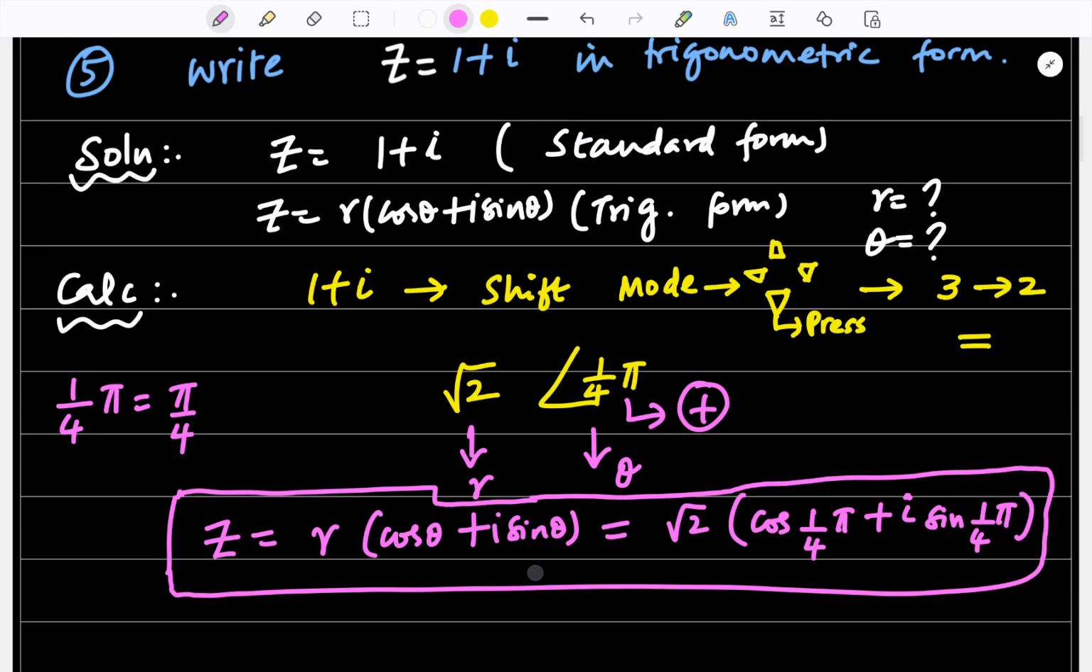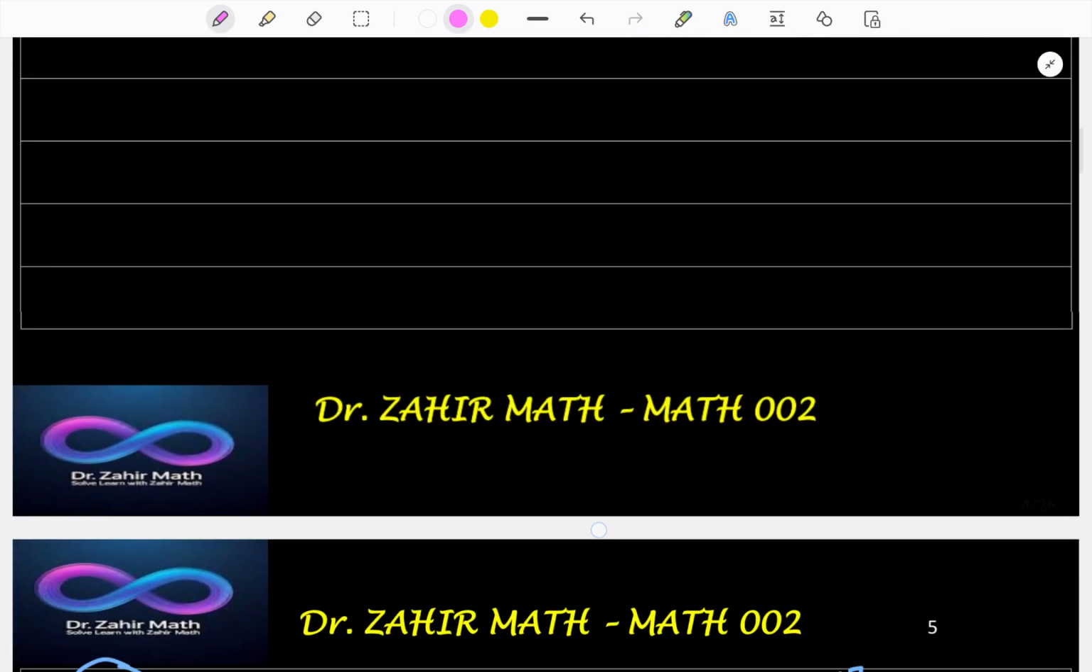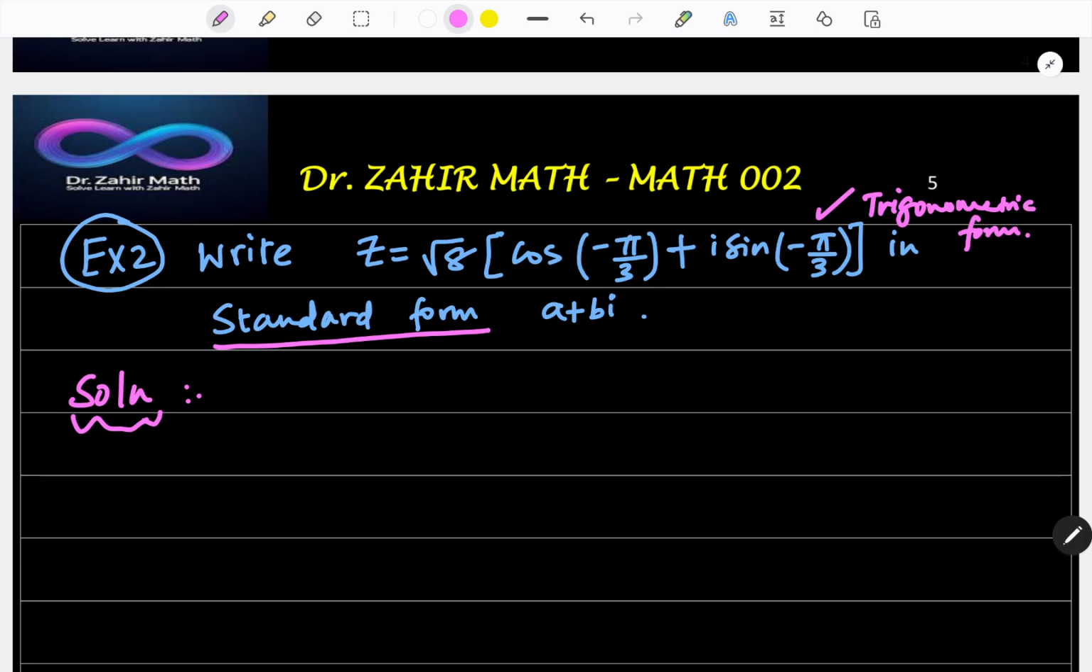So standard form we did. Now we are going for trigonometric form to standard form. It is very easy. The calculator will give your answer directly, nothing to worry. So let's go for the solution. What is the question? Write this one in the standard form. They have already given the trigonometric form, and we are going to convert it into standard form.